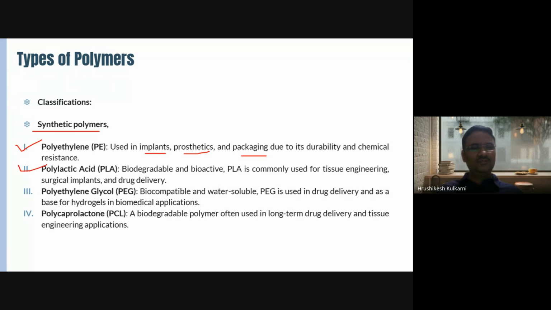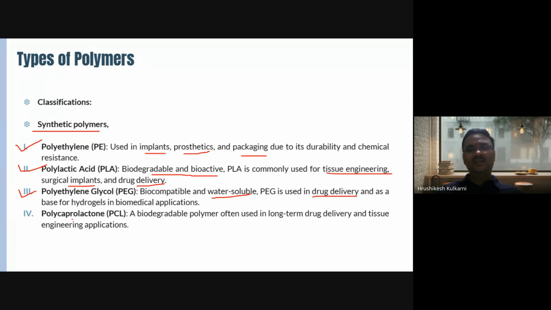Second, the most popular, is called PLA. Many people have read papers on this PLA because this is the most popularly used material, which is biodegradable and bioactive. This is used in tissue engineering, surgical implants, and drug delivery. Next is polyethylene glycol, which is water soluble in nature. So this is used in drug delivery application.